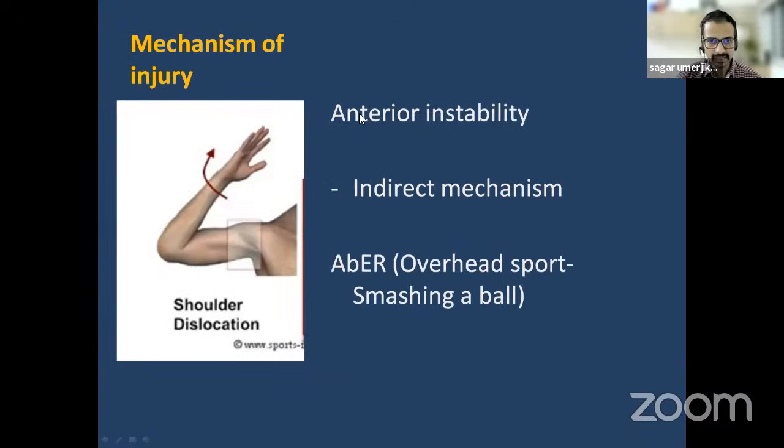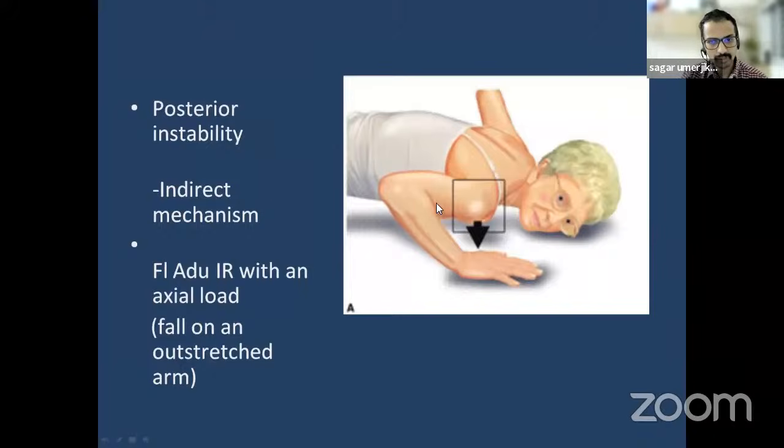So what's the mechanism of injury? In anterior instability, it is basically an indirect mechanism. Very rarely is there a direct blow on the shoulder. It's during an overhead sport like smashing a ball, in abduction and extreme external rotation, that the shoulder gets dislocated anteriorly. Posterior instability occurs most commonly in elderly patients associated with fractures. This is also an indirect mechanism. Rather than a direct blow on the shoulder, it is flexion, adduction and internal rotation with an axial load. Basically, it's a fall on an outstretched hand. This time the patient can have a distal radius fracture, or an anterior or a posterior dislocation.